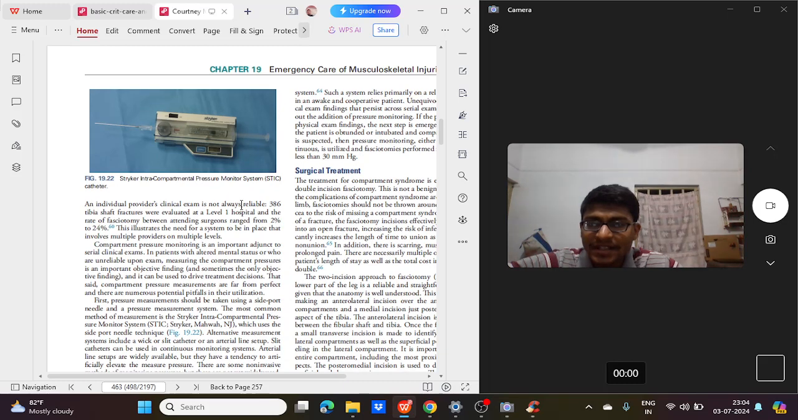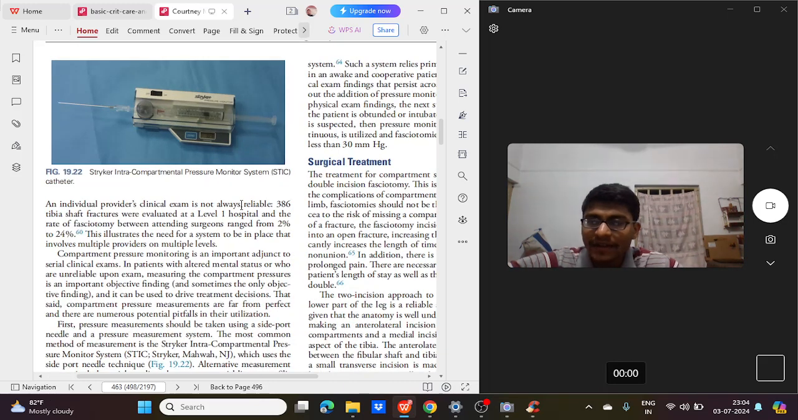So this is the diagram of the pressure monitoring system, that is the intracompartmental pressure monitoring system. Stryker is the name, and it is commonly known as the Stryker intracompartmental pressure monitoring system catheter, that is STIC.